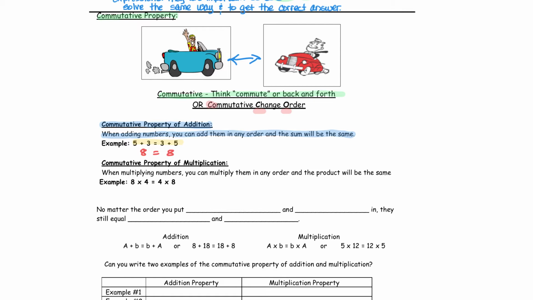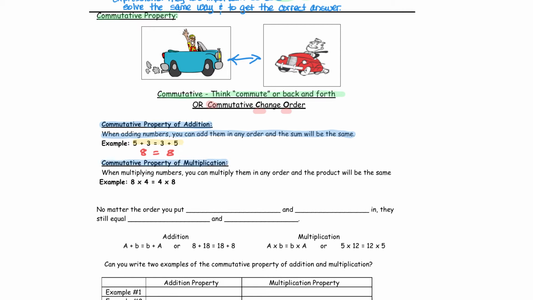When we are proving these properties, boys and girls, it's very important that you look at one side of the equal sign and then you look at the other side of the equal sign. If the answer is the same on both sides of the equal sign, then you know your property is being proved. Now let's take a look at the commutative property of multiplication.